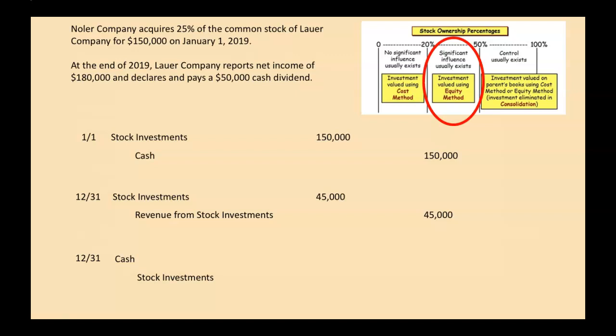Now, once again, do you get all $50,000 of this cash dividend? No, right? That's $50,000 to all of their shareholders. You own 25% of the company, so you get 25% of this cash dividend. So if we take 50,000 times 0.25, we'll end up with 12,500.